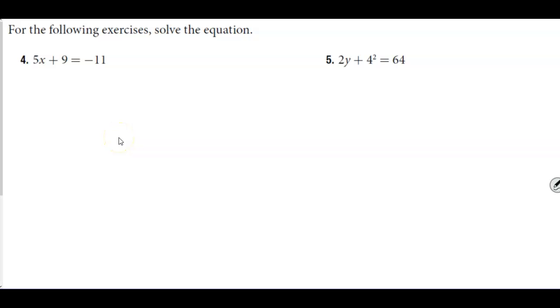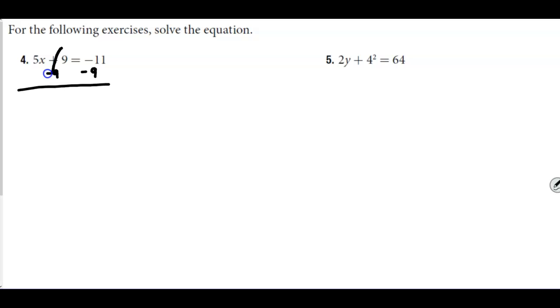For questions number 4 and 5, we want to be able to solve the equation. So what we want to do is solve for x in number 4. In order to solve for x, we want to use the keyword isolate x. So the first thing we want to do is subtract 9 from both sides of the equation.